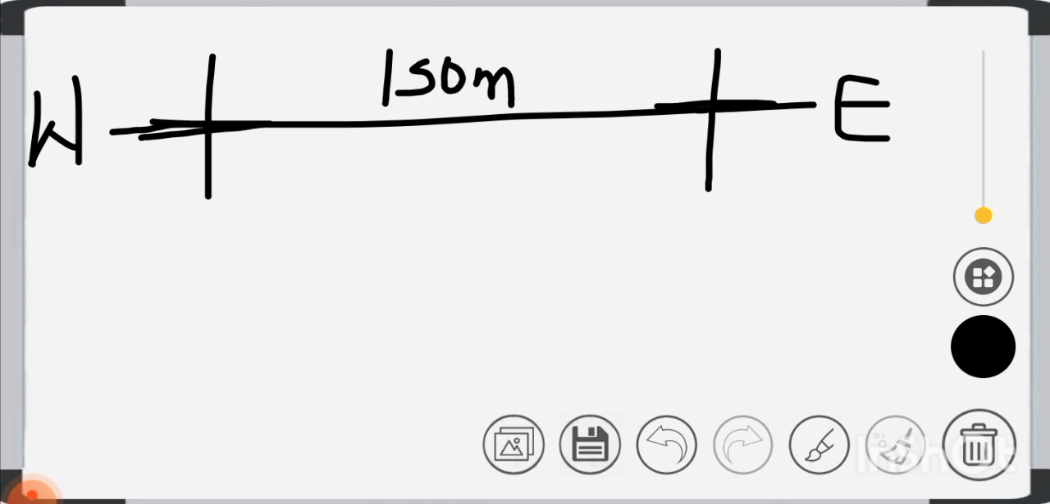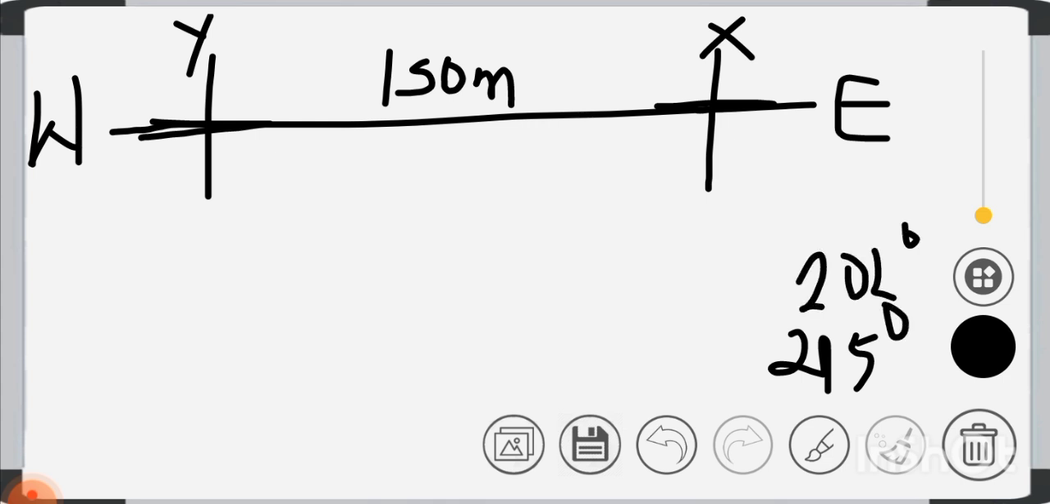X and Y are 150 meters apart. The bearing of a point Z from X, so this is X and this is Y. Because it said east and west, X and Y, it's just that same way. The bearings of a point Z from X and Y are 215 degrees and 202 degrees respectively. Find the distance YZ.